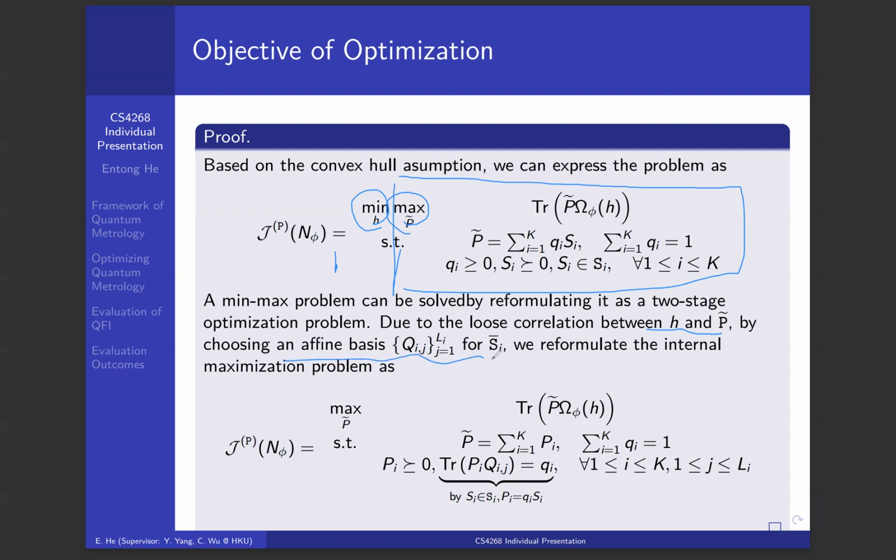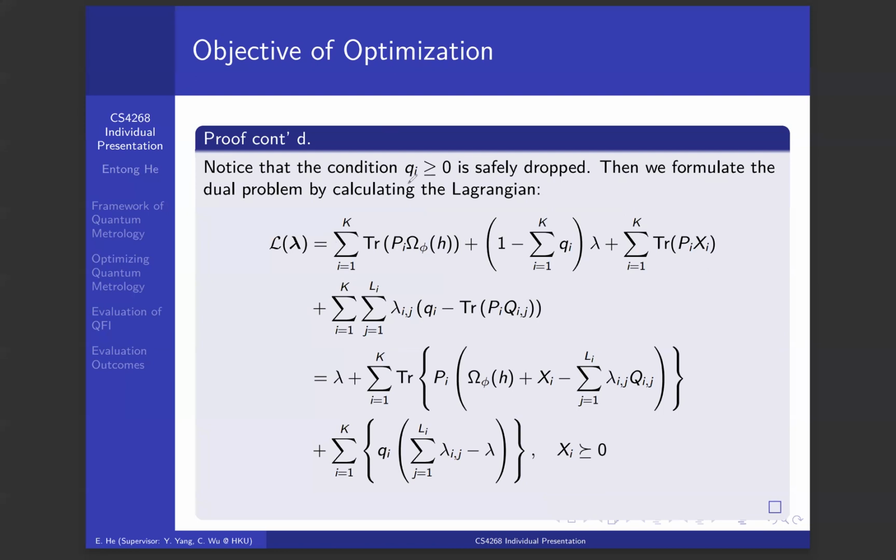We choose an affine basis for overline S, which is the dual space of S sub I, and we can reformulate the internal maximization problem as this one. The dual space requires that the transpose of S I Q I J equals 1, since Q I J is an affine basis of this affine dual space. And by dropping the condition Q I greater or equal to 1, we formulate the dual problem by calculating the Lagrangian, and we can see that it results in this form.